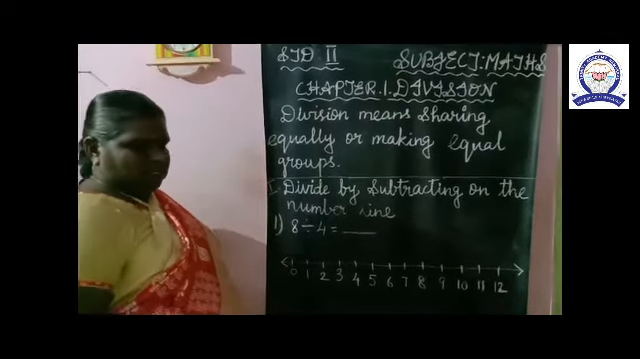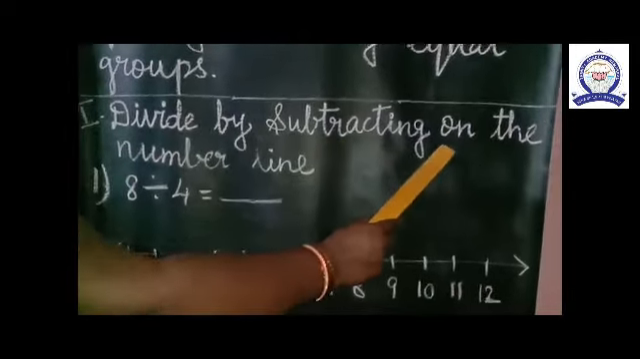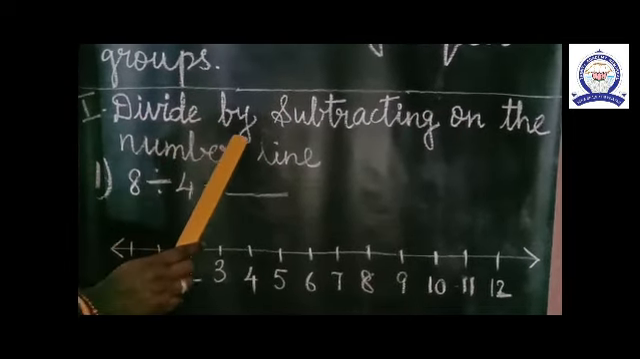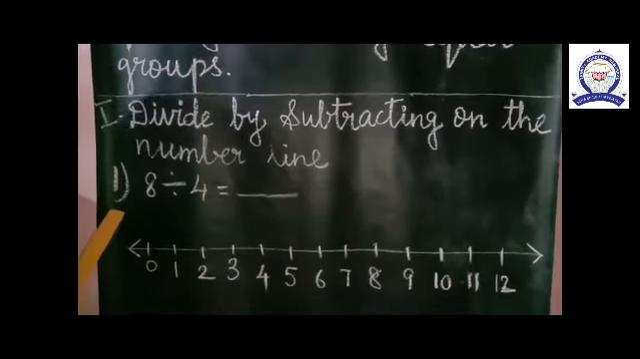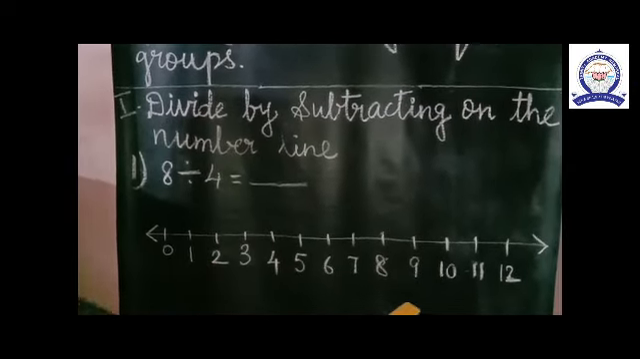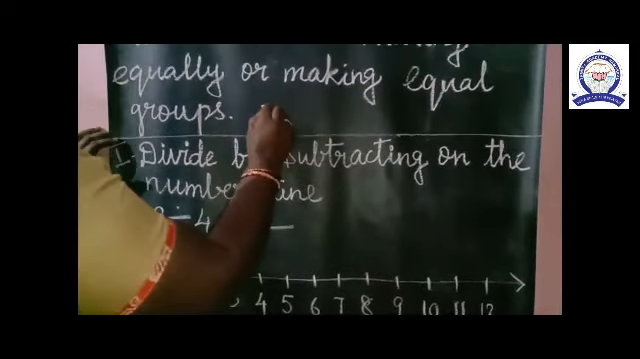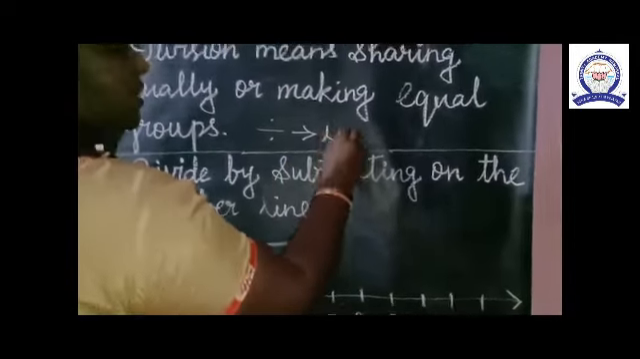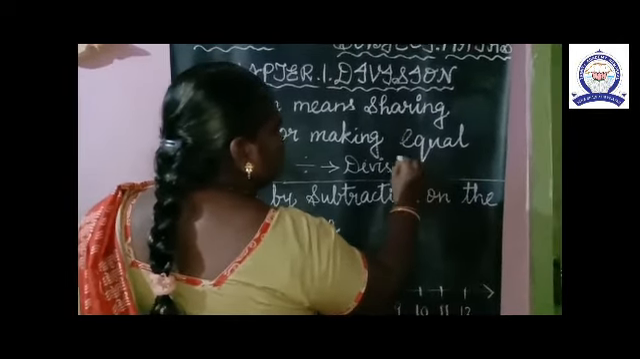Now we see the sums. Divide by subtracting on the number line. I say again, children, divide by subtracting on the number line. The given sum is 8 divided by 4 equal to dash. We use the number line and do the sum. This is the division symbol.